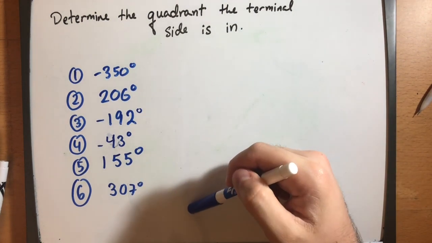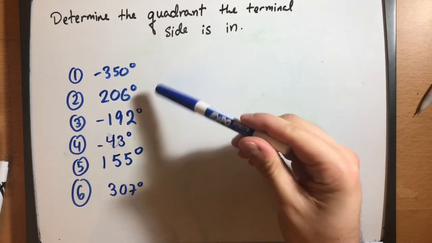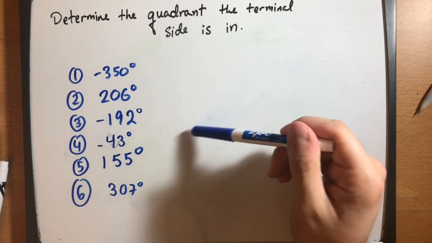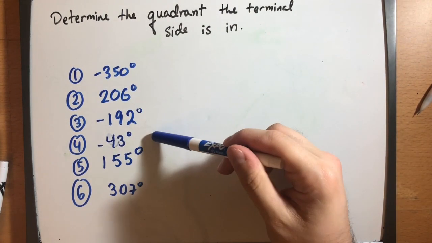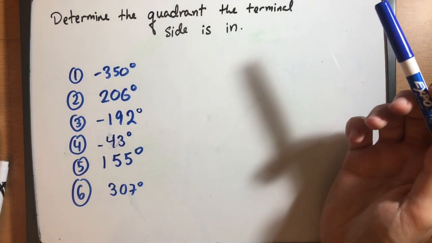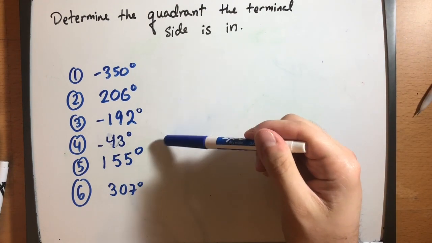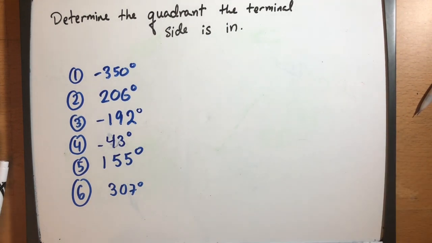Here I'm giving you 6 different angles in standard position. If you remember, positive angles mean that the terminal side moves in a counterclockwise direction, whereas negative angles mean that the terminal side is moving in a clockwise direction. So your goal is to determine which quadrant the terminal side that corresponds to these angles is located in. Go ahead, pause this video and try to do these on your own. When you start the video again, the answers will show up in about 5 seconds.